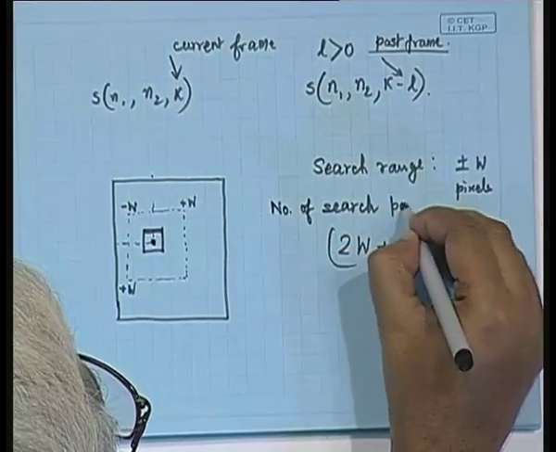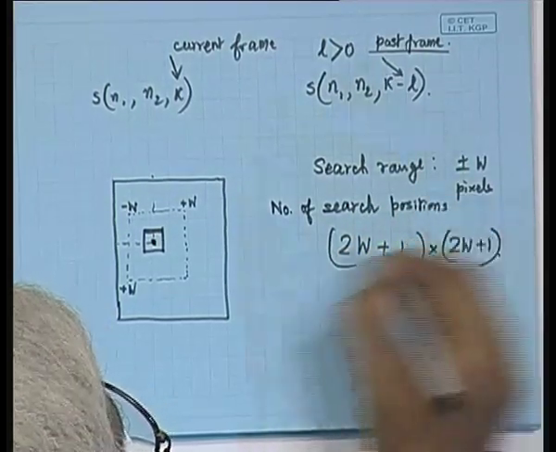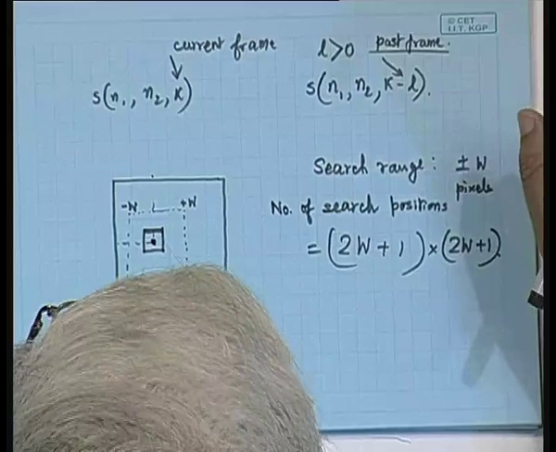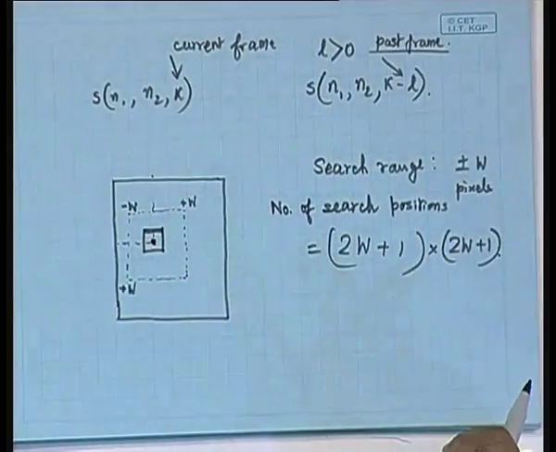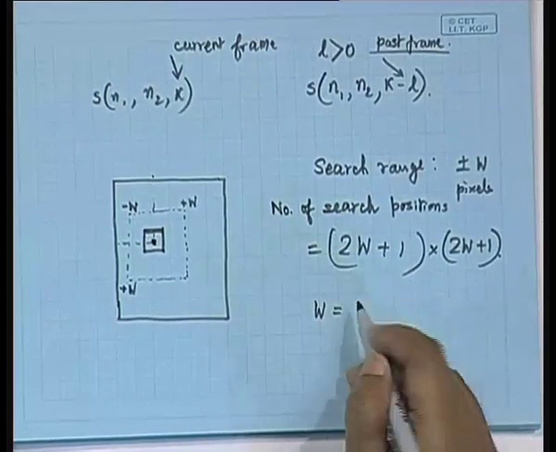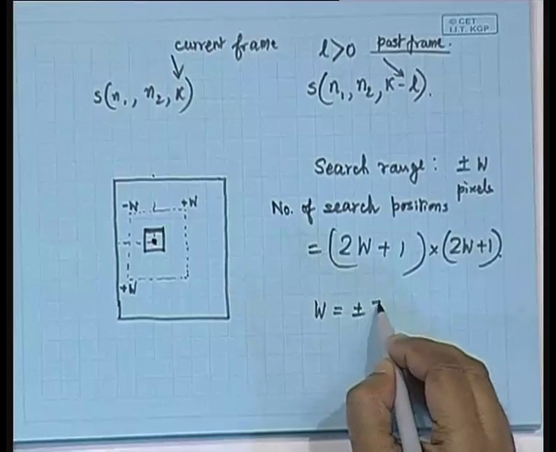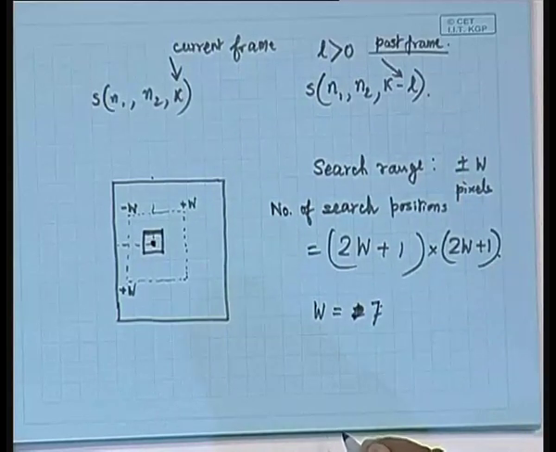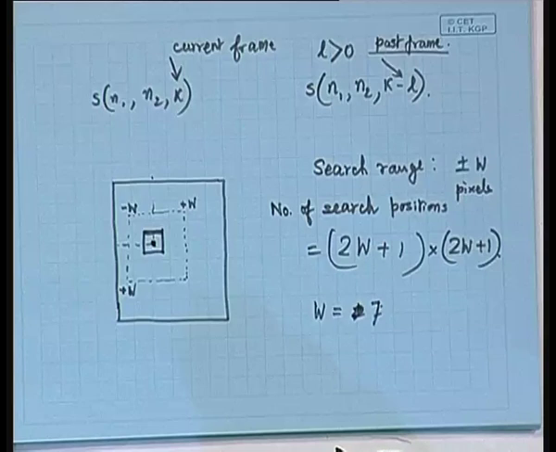So, this is actually going to decide our search complexity, 2w plus 1 into 2w plus 1. So, we should have a smaller value for w. Which means that when I have w as plus minus 7 pixels, or rather w as 7, so the search range is plus minus 7 pixels, then the total number of search positions becomes 225. So, 7 is not a large number, but 225 search positions is definitely a large number.